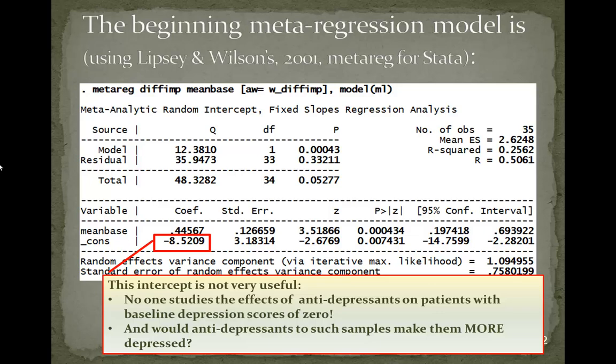Now, the intercept's not very useful. It suggests that the effect at value 0, which would be patients that have no depression at all, would actually be negative. It suggests that giving antidepressants to people who have 0 depression would actually make them more depressed. Kind of bizarre, isn't it? But the statistics can't tell you if the value that's plotted in the constant makes any sense. So that's why you have to do it yourself.